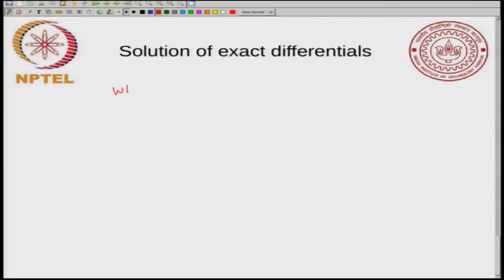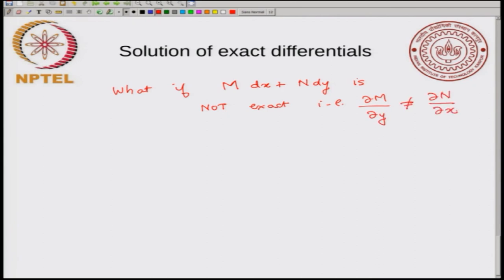Now, what happens if m dx plus n dy is not exact? Okay. So what happens? That is, dou m by dou y is not equal to dou n by dou x. What can you do in such a case?